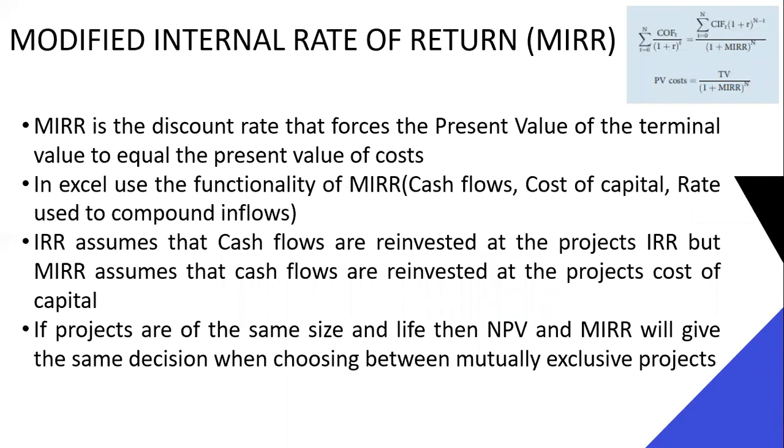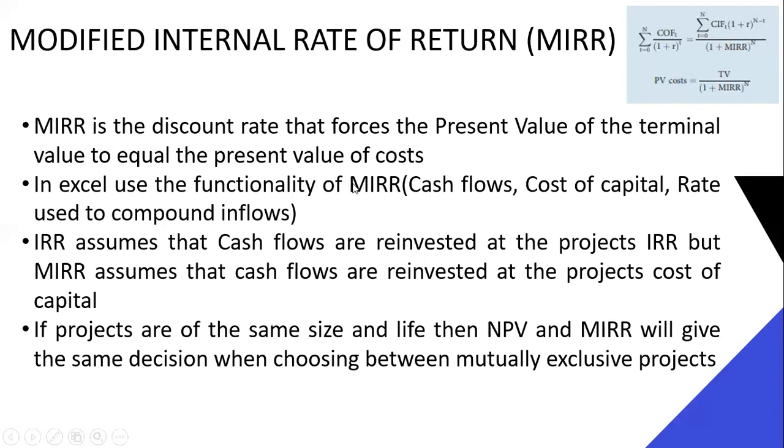All right, next I'm going to talk to you about MIRR, or the modified internal rate of return. The formula is given right on the top right-hand side for your information. MIRR is the discount rate that forces the present value of the terminal value to equal the present value of costs. And again, to calculate the MIRR, I highly recommend you use Excel.